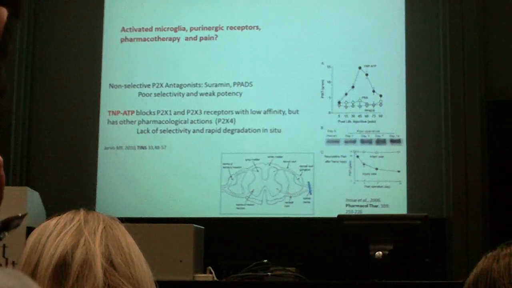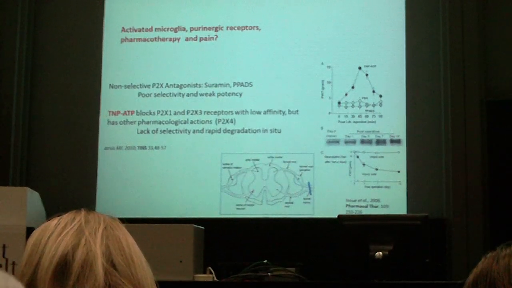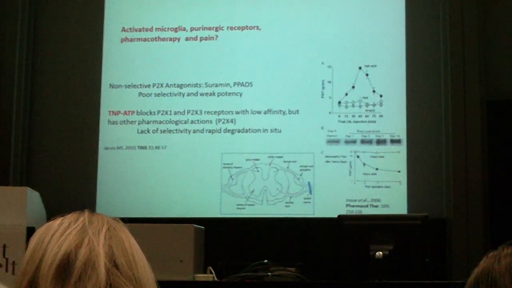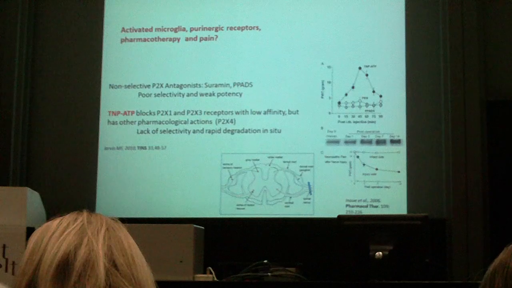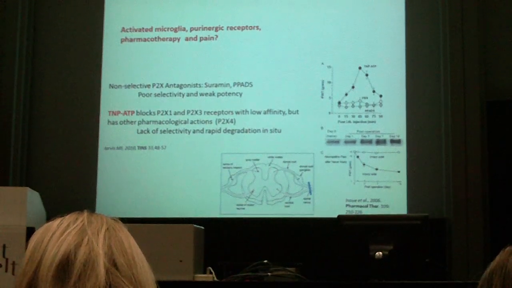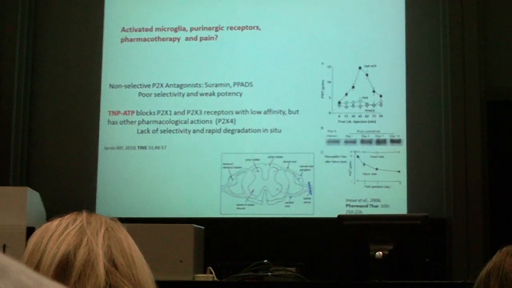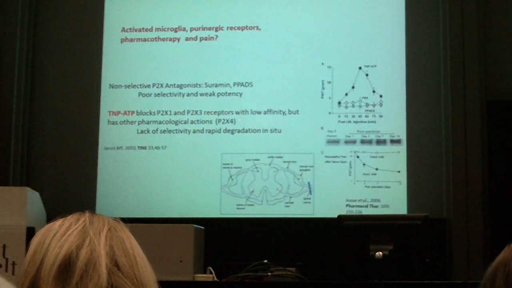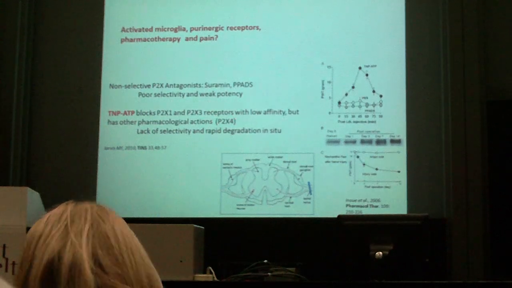You can block these purinergic receptors. Of course, pharmaceutical industries are interested. How can we modulate this central sensitization through deactivating the microglial cells? And here you see TNP-ATP, which blocks these receptors with low affinity, and it has also some action on the P2X4. So it's not very selective. We do not have really selective blockers of these purinergic receptors on the microglial cells.